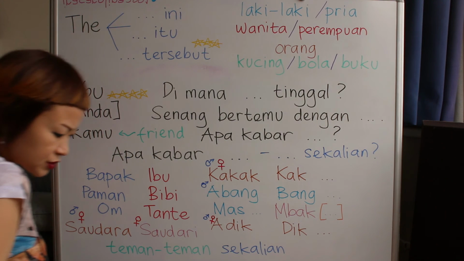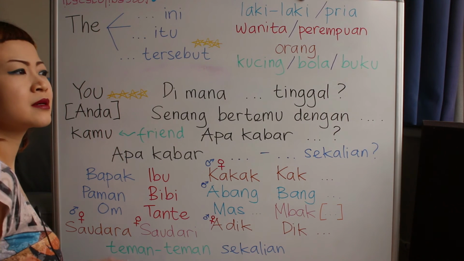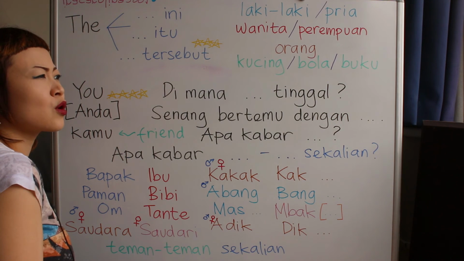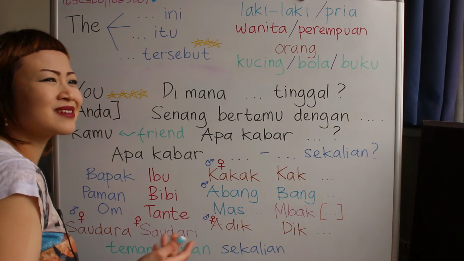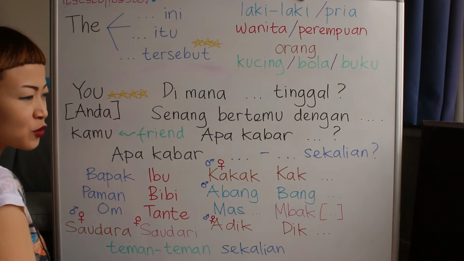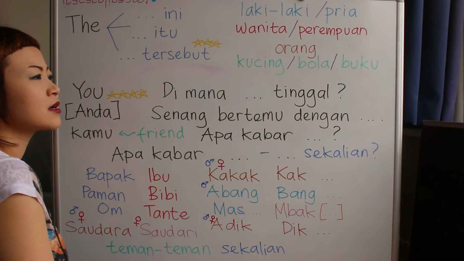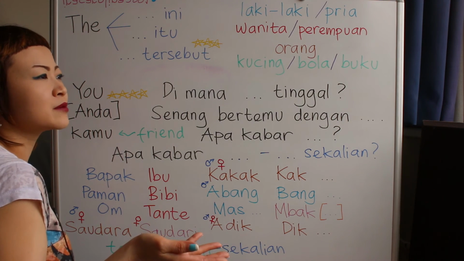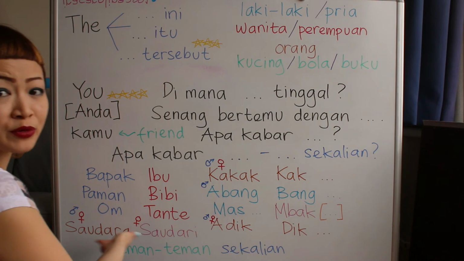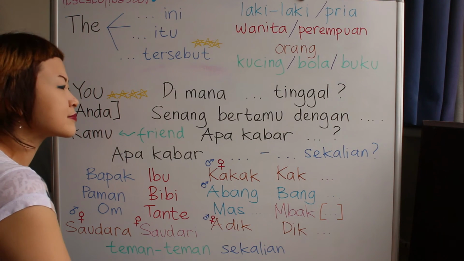And if I want to say it to my brother's friend, it's used for formal occasions: saudara or saudari. If I come to my brother's office, I can call someone saudara or saudari also, in the formal occasion.